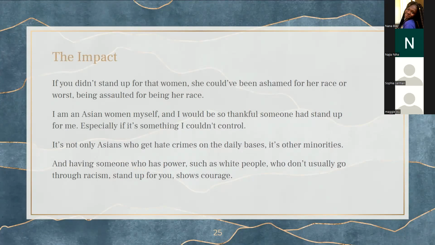It's not only Asians who get hate crime on a daily basis; it's other minorities, and someone who has power, such as white people, who don't usually get targeted for their race, would stand up, which shows courage because other people, such as white people, who don't experience racism as much as other minorities, can show the other people their perspective, and it shows them that they're strong.